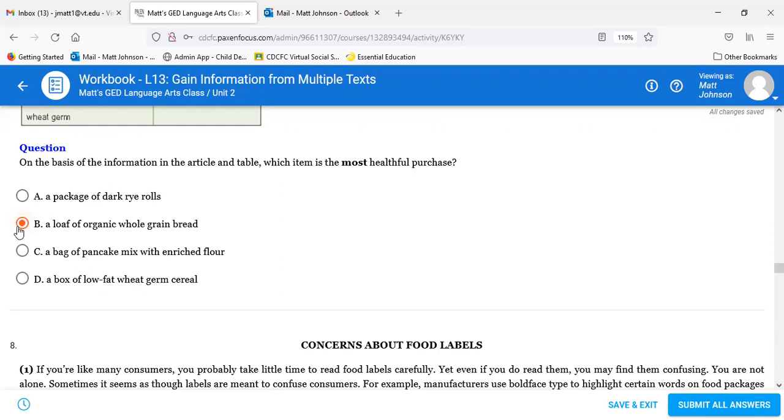So if I was going to the grocery store, I was in Kroger and I was looking at the bread aisle, you would come to the conclusion there that, okay, a loaf of organic whole grain bread is going to be better than any of those other options there. B as in boy.